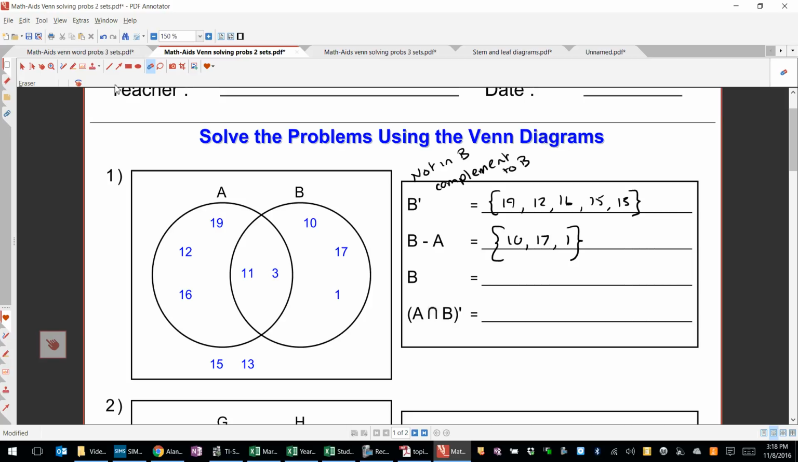Now, this one's obviously nice and easy. We just write down anything that's in B. So 10, 17, 1, 11, and 3.